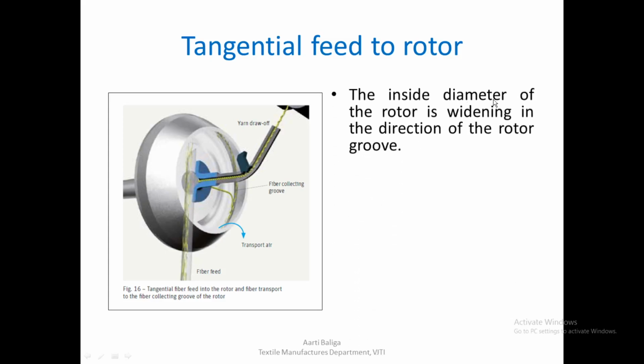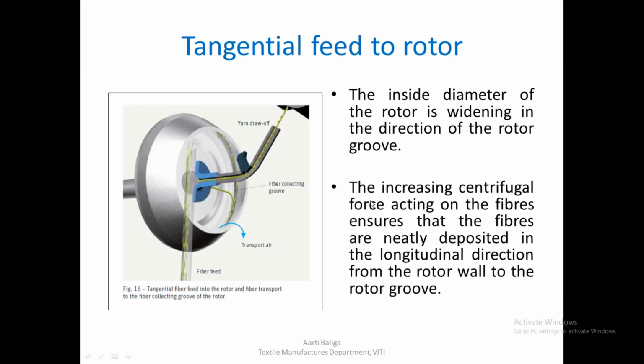So now the inside diameter of the rotor, as you can see, the shape of the rotor is like a cup, which is widening as you go downwards towards the groove. It is widening in the direction of the rotor groove. This helps in increasing the centrifugal force acting on the fibers.